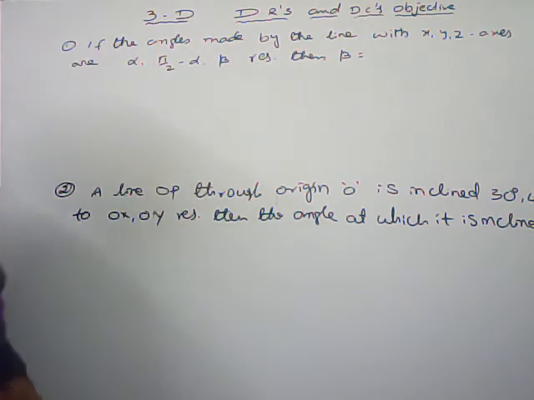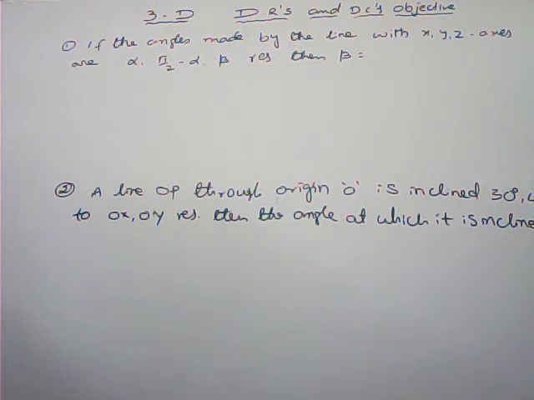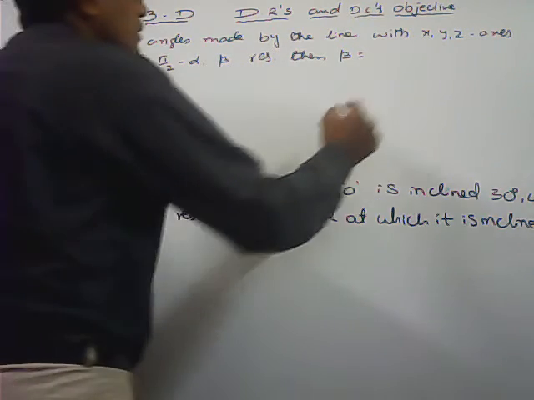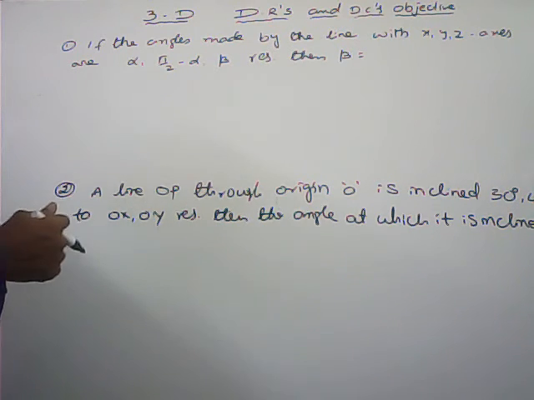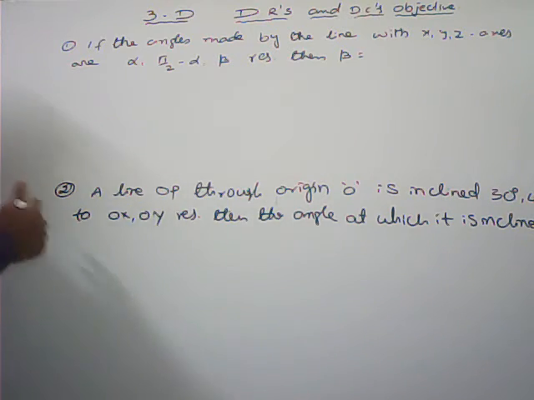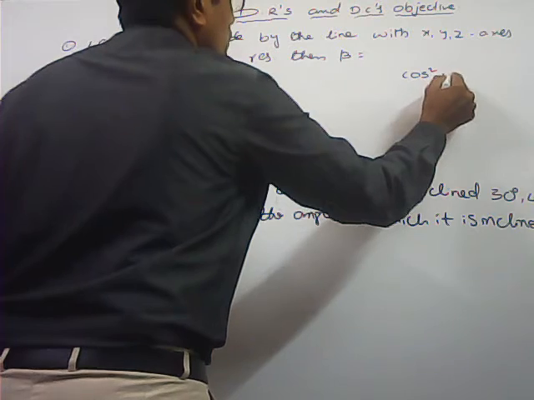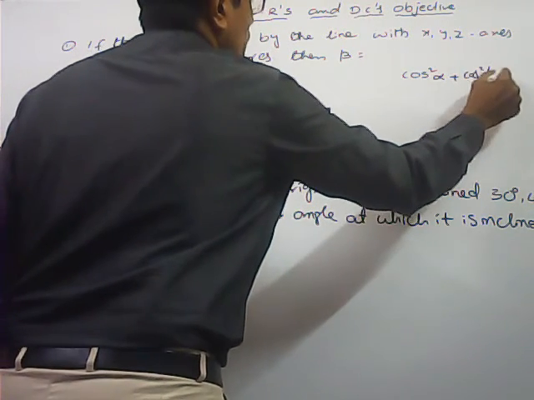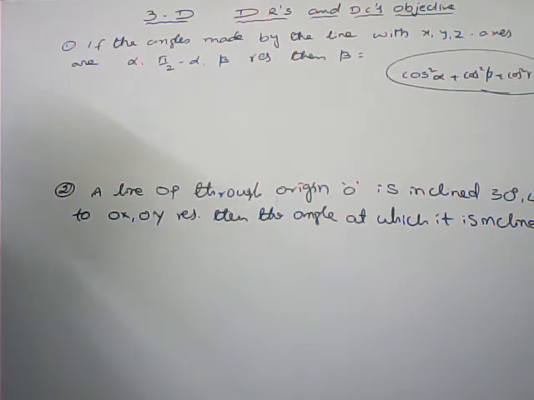Now, objectives. See, the theory part I said here, what about the DCs? In space you can take any line. The angles made by the line with the positive directions of x, y, z axes are alpha, beta, gamma. Then cos alpha, cos beta, cos gamma are said to be direction cosines. And one more condition: the sum of the squares, cos square alpha plus cos square beta plus cos square gamma, is always 1. This is very important.